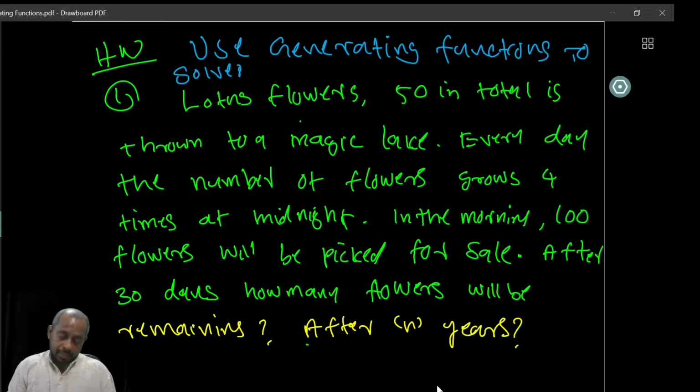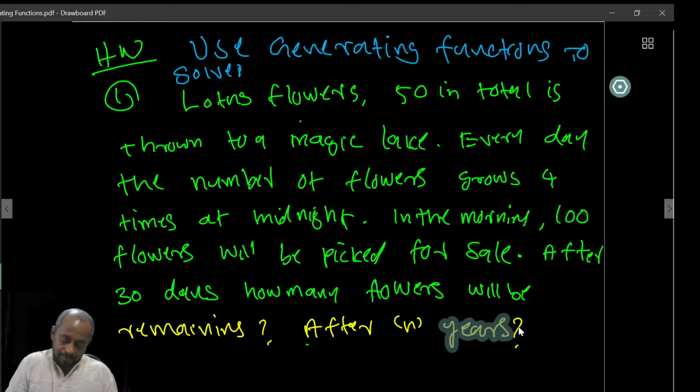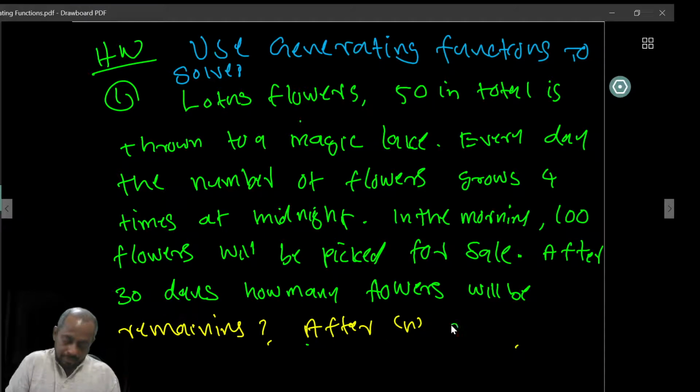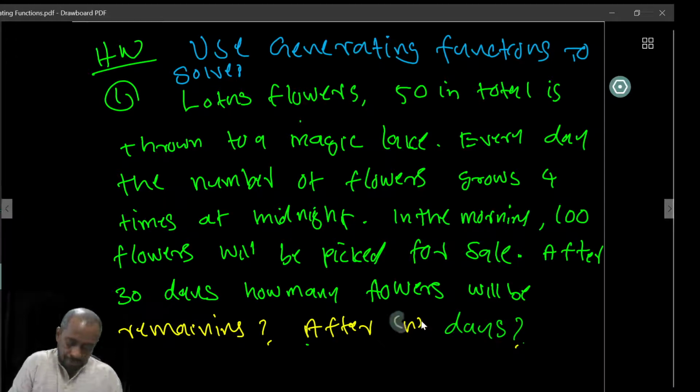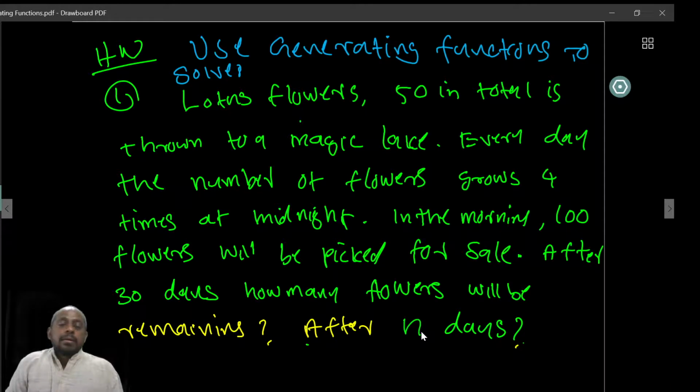After n, I should have written days, not years. After n days, how many flowers remain? Can we find a formula for this? That is the question.